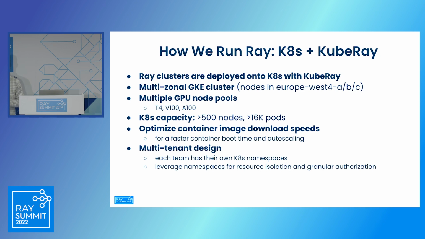Your images can download a lot faster, because we really wanted that experience of scaling up your number of workers to be fast, or container start times to be fast. We don't want people to even wait minutes. And then the multi-tenant design we have: each team creates their own Kubernetes namespace. That's the only time they really have to bother with Kubernetes, but after that, they don't really have to care about it.